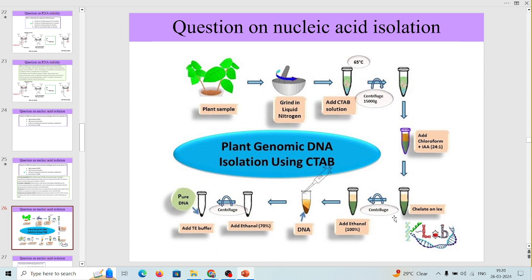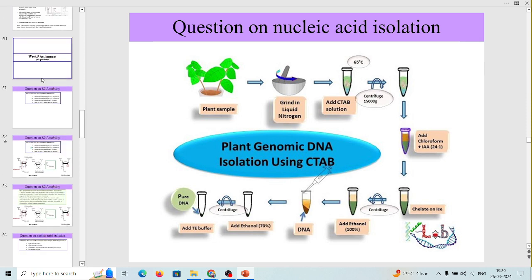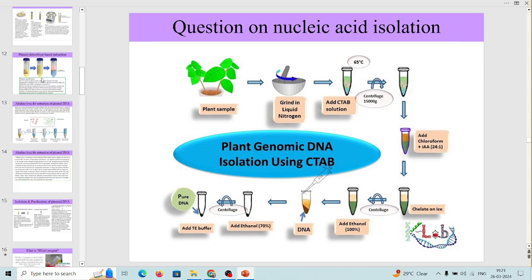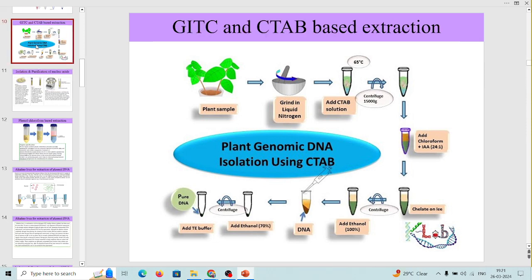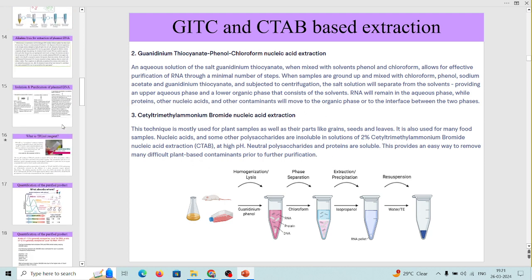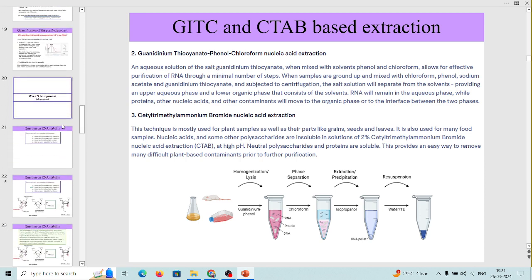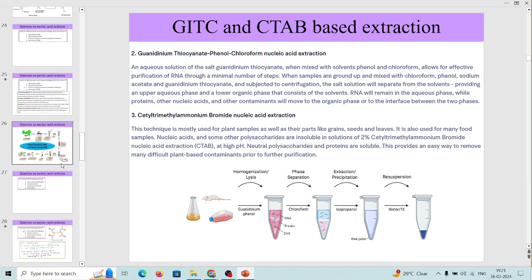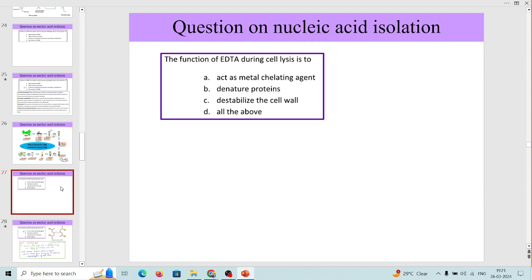CTAB is carboxy, what was the name for CTAB? You can go back to our previous slide and go through this. We have already discussed cetyl trimethyl ammonium bromide, right? This was the method for using CTAB we can isolate DNA. So we are going to do that. Fine. Then we have the next question.